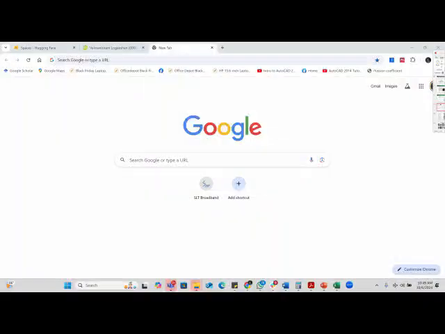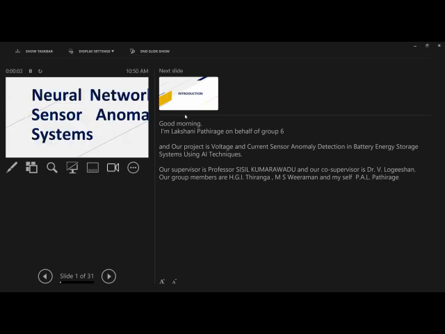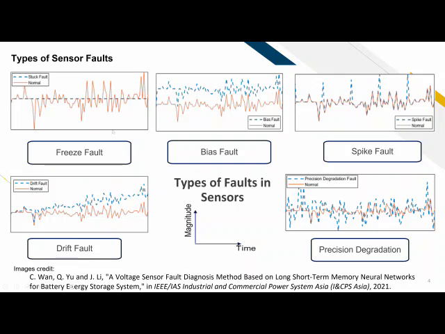Let me open up the other one, which is the sensor anomaly detection. Okay, so this is the sensor anomaly work I talked about. Here are the introduction, the battery bank issues and everything. These are the 6 types of faults that can be caused by a sensor.